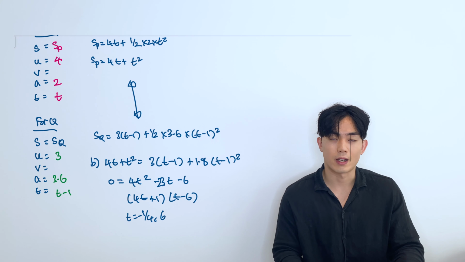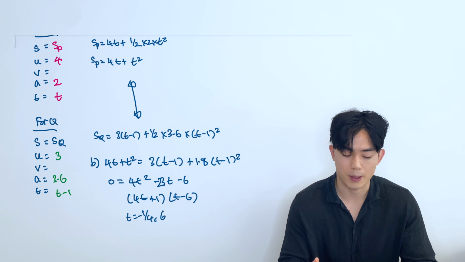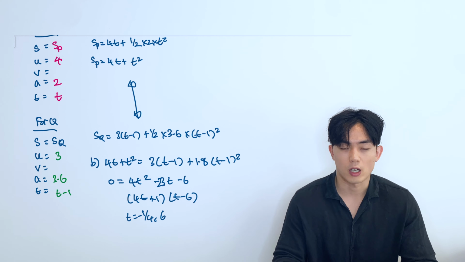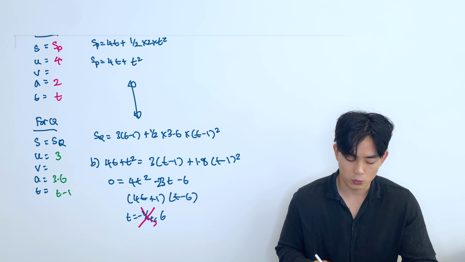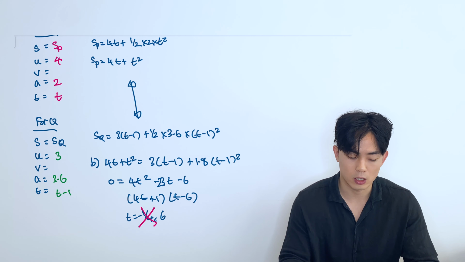And the important point here is we worked out the values of time when they have the same displacement, right? Importantly, you know that time can't be a negative value, so the only time that they're actually going to meet is when time is 6. When t is minus 1 over 4, that is no longer a solution.